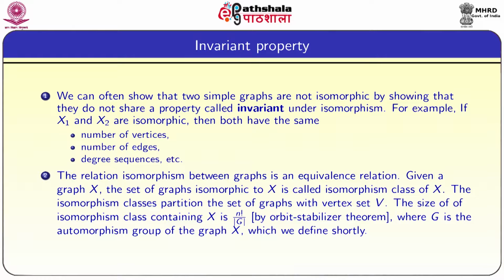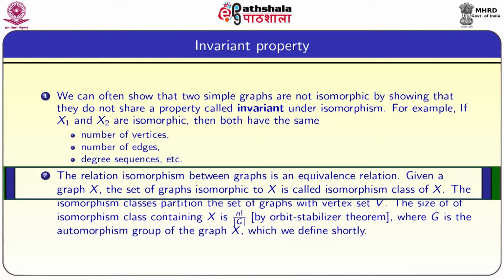Invariant property. We can often show that two simple graphs are not isomorphic by showing that they do not share a property called invariant under isomorphism. For example, if x1 and x2 are isomorphic, then both have same number of vertices, same number of edges, same degree sequence, etc. This list continues, meaning almost all properties are same.